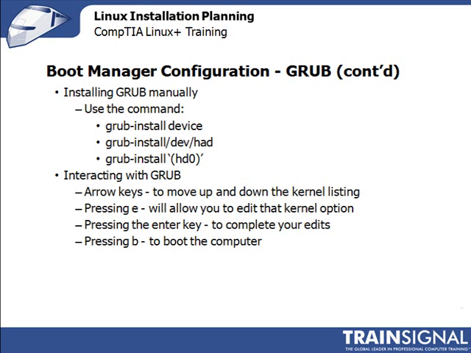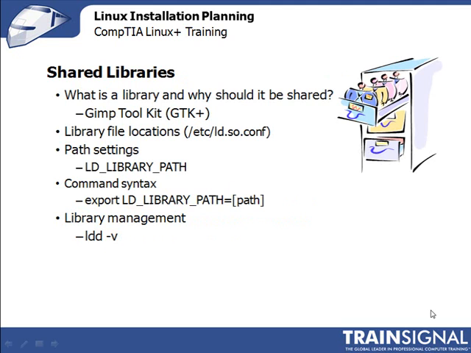Now that we've covered Linux's bootloaders, let's move on to our last topic, shared libraries. Programmers are familiar with the idea of a library. Basically, it's meant to make their lives easier through sharing commonly used program fragments. A popular Linux library is called the GIMP Toolkit, or GTK+, which contains on-screen widgets used by programs, things like buttons and scroll bars.